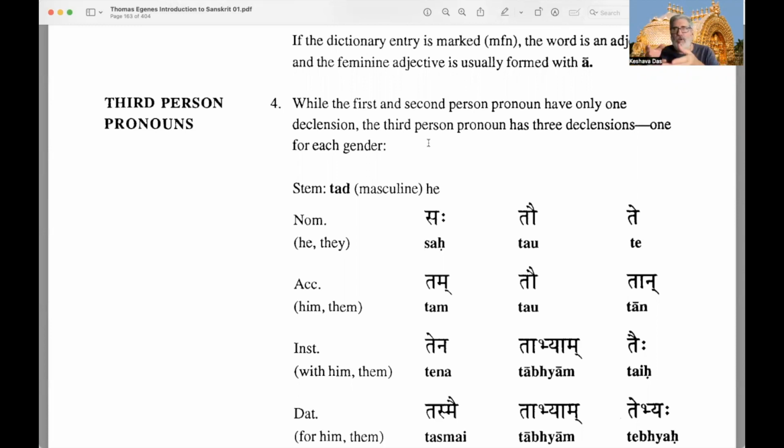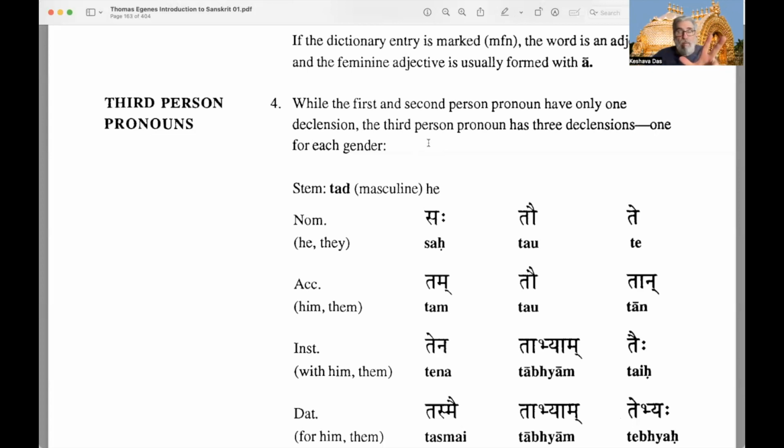Okay, so now we're going to talk about third person. I think we had aham, I, we had twam or twad, we had yushmad, plural you, singular you, twad in the previous lesson. So we know about first person pronouns: I, we two, or we both. We know about second person pronouns: you singular, you dual, you both, and you all, or you plural. Now we're going to learn about third person. What are third person pronouns?